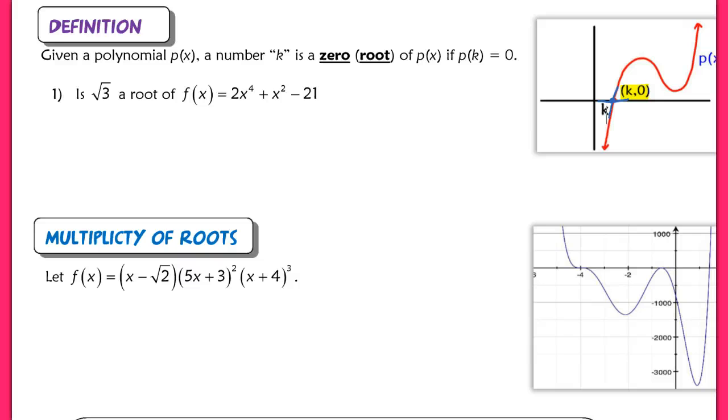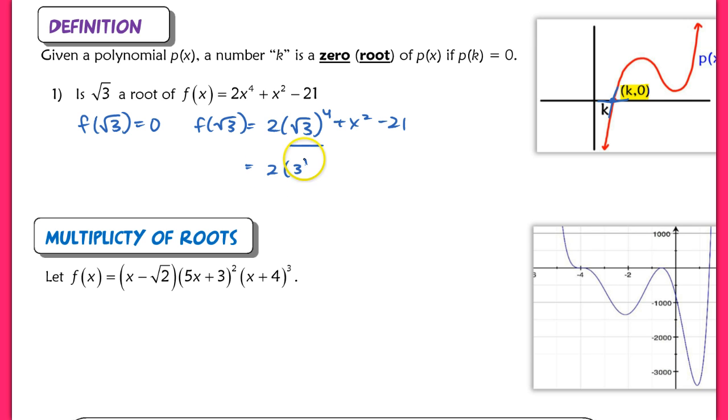Now, in order for it to be a root, all you need to check is, is f of root 3 equal to 0? Okay, so we're going to plug in f of square root 3, and we're going to evaluate this function at root 3 by just substituting in those values. And make sure you rewrite this, because you would not be using a calculator for something like this.